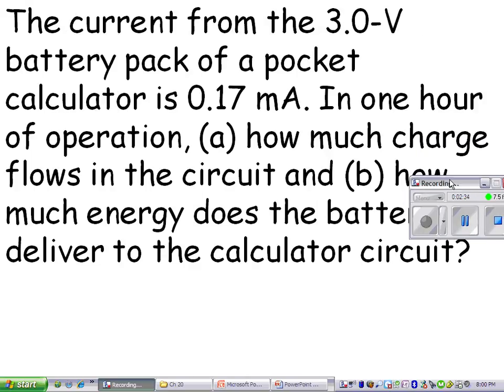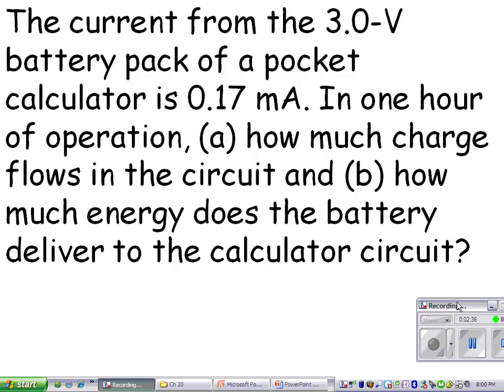So if we look at this, we have the current from the 3-volt battery pack of a pocket calculator is 0.17 amps. In 1 hour of operation, how much charge flows in the circuit, and how much energy does the battery deliver to the calculator circuit?